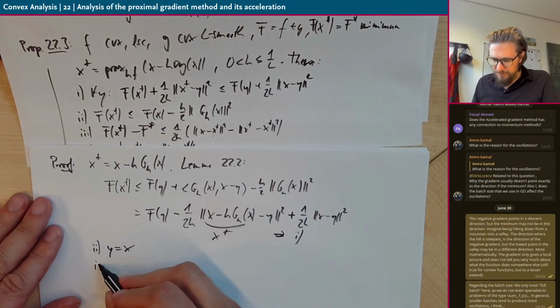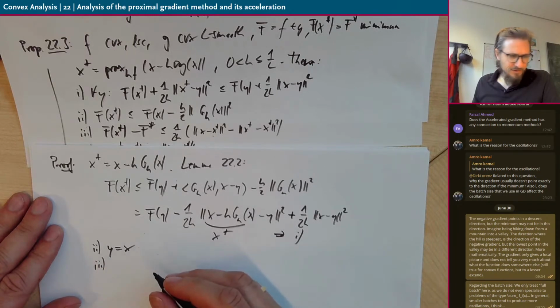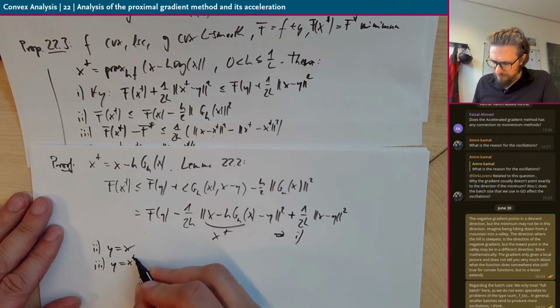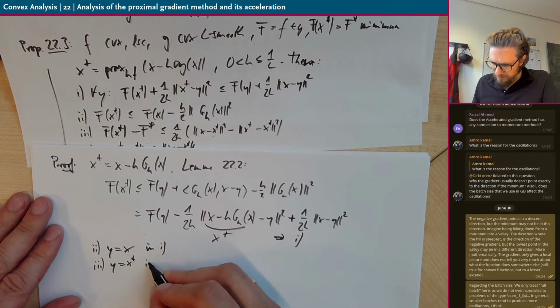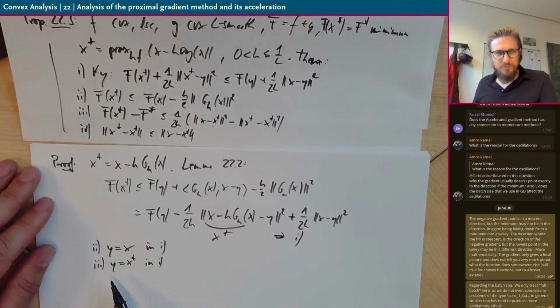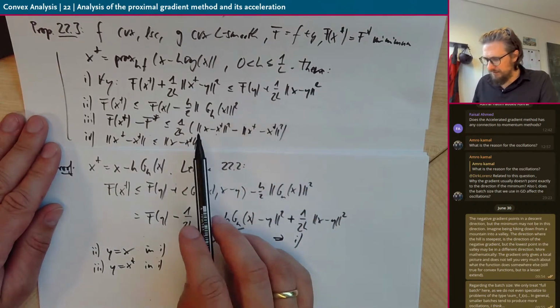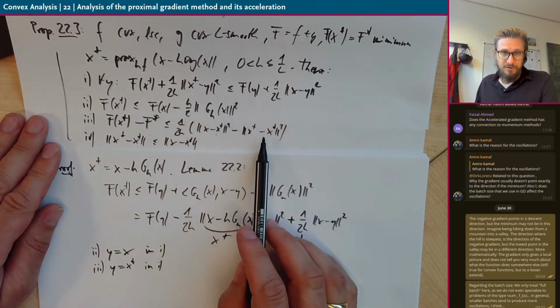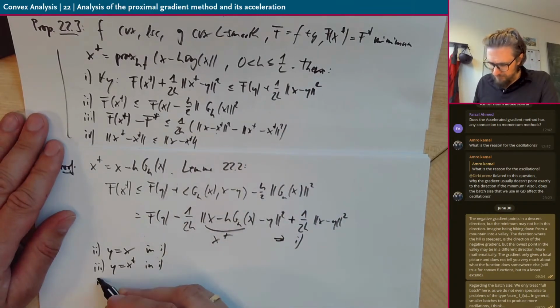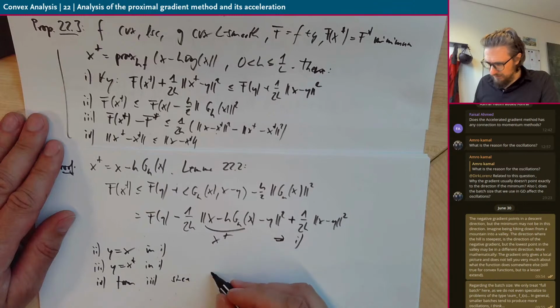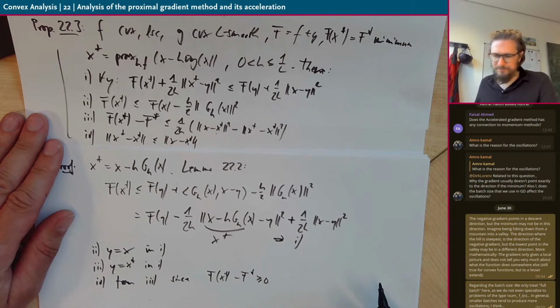And for the third, you just use y equals x star. So in 1, and here again in 1. If you use y equal x star above here, this gets f star. And this over here, and then you're already there. And finally, for 4, you get 4 from 3, since f of x plus minus f star is like that, because this is the minimum value, and that's already it.